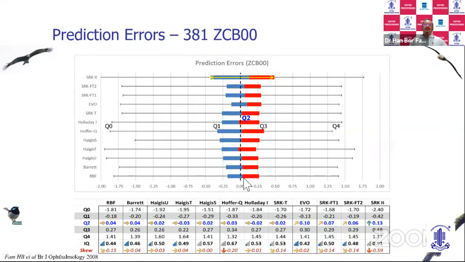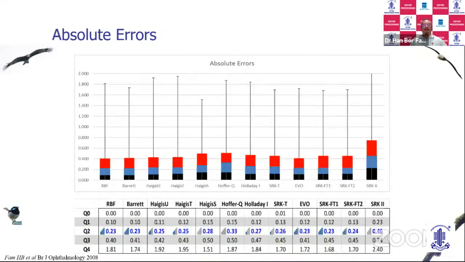What we are interested in here, you can see RBF, Barrett, and EVO are quite outstanding. High gaze is also not too bad. But for this kind of single IOL across all eyes, because most of the eyes are within normal range, you can expect most of the formulas to do relatively well.